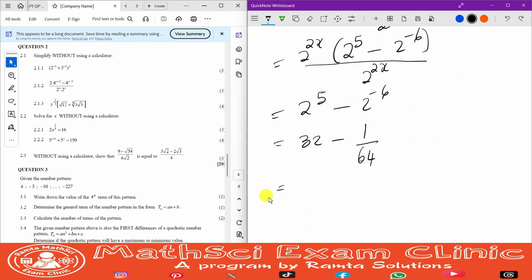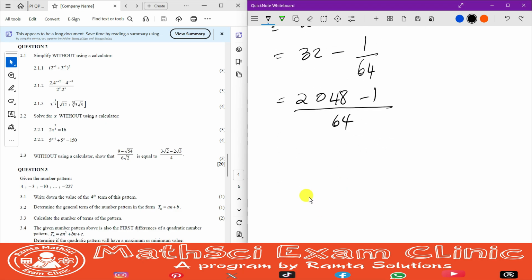Now, you should not use a calculator. So this is basically a tip: imagine 32 times 64, it'll give you 2048, minus 1, all over 64. Further, 2048 minus 1 gives 2047 over 64. You can leave it like this and you will be sorted.